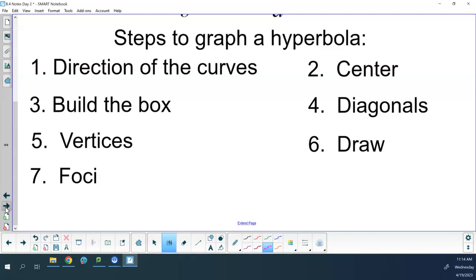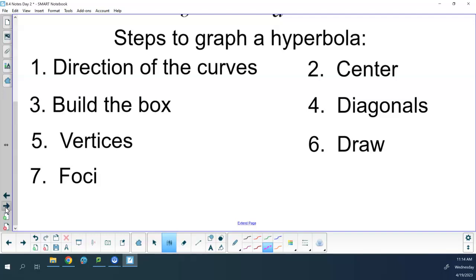Step 6 then allows us to draw in the hyperbola. So we'll draw that in. We'll stay inside the lines. We're not going to color outside the lines, because remember, we don't cross over asymptotes with hyperbolas, so we're going to stay inside the lines to make our hyperbola. And then lastly, we're going to find the foci.